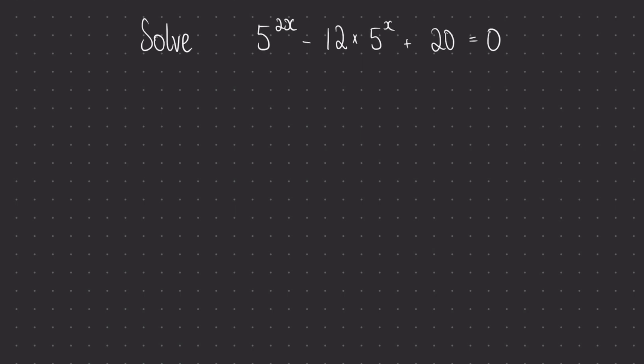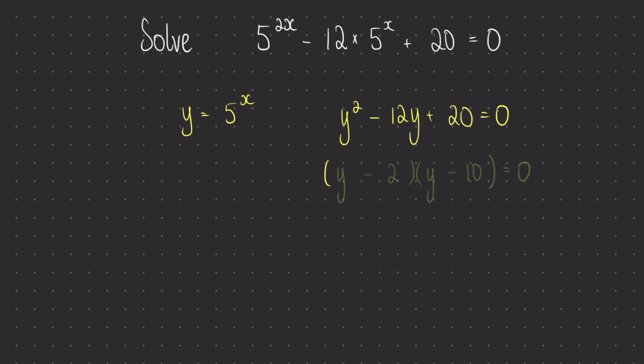Let's look at another example here. So we have 5 to the power of 2x and then another 5 to the power of x. We can spot that we have something raised to the second power and something just raised to the first power, very reminiscent of a quadratic. So we can make a substitution. For 5 to the power of x, we can replace it with y. In this case then, we can rewrite the question as y squared minus 12y plus 20 equals 0. Factorizing then, our solutions are y equals 2 and y equals 10.